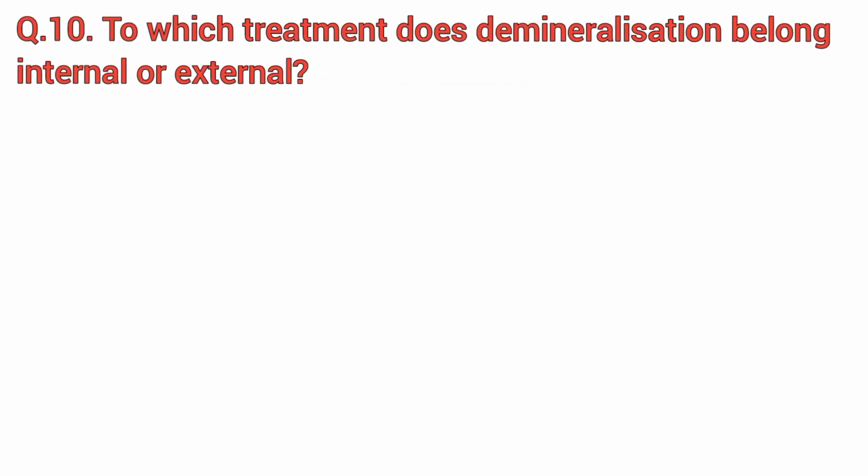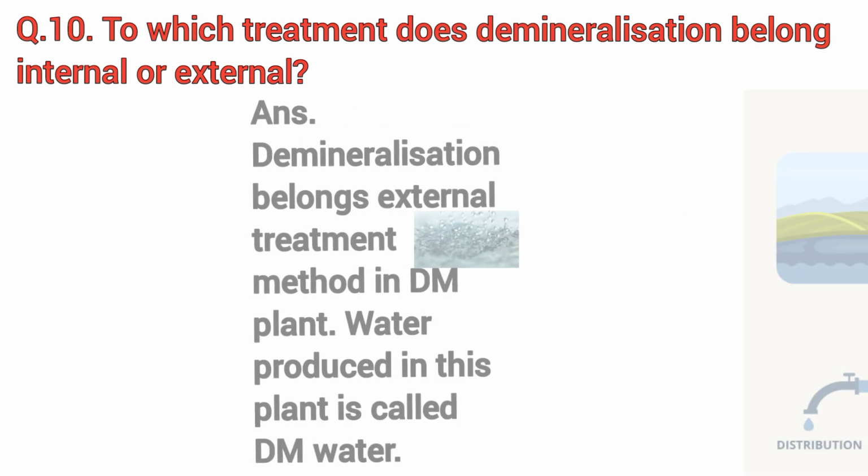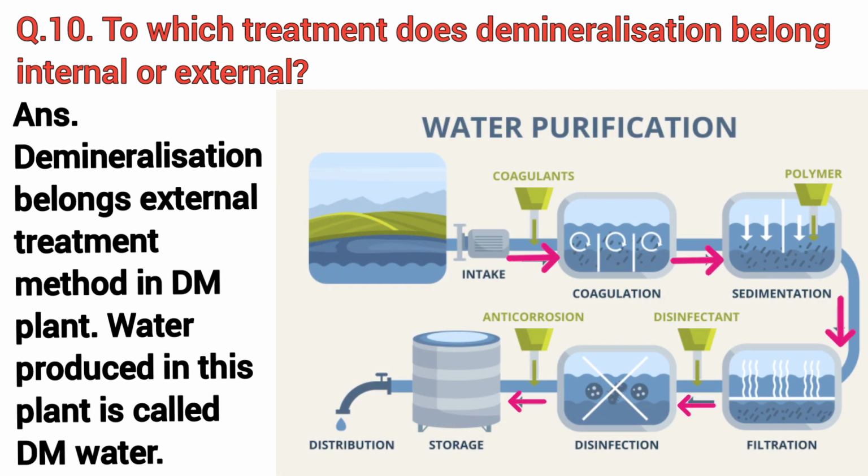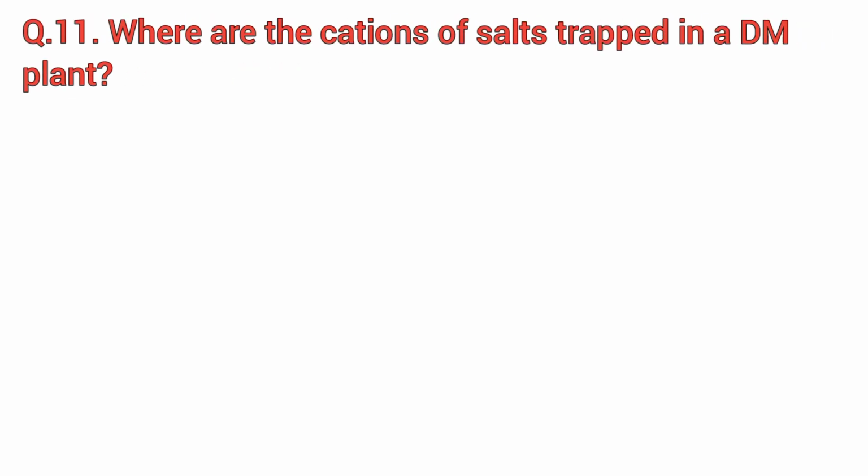To which treatment does demineralization belong, internal or external? Demineralization belongs to the external treatment method in a DM plant. Water produced in this plant is called DM water. Where are the cations of salts trapped in a DM plant?